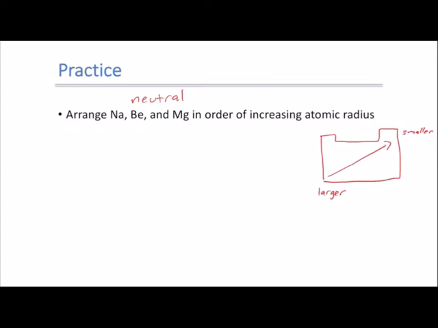And I go from larger up to smaller. So if I look at my periodic table, I can start to arrange these in order. When I arrange them, beryllium is my smallest element. Magnesium is next because magnesium is right underneath beryllium. And then sodium is next because sodium is next to magnesium. Not too bad, right? We just have to look at our periodic table.